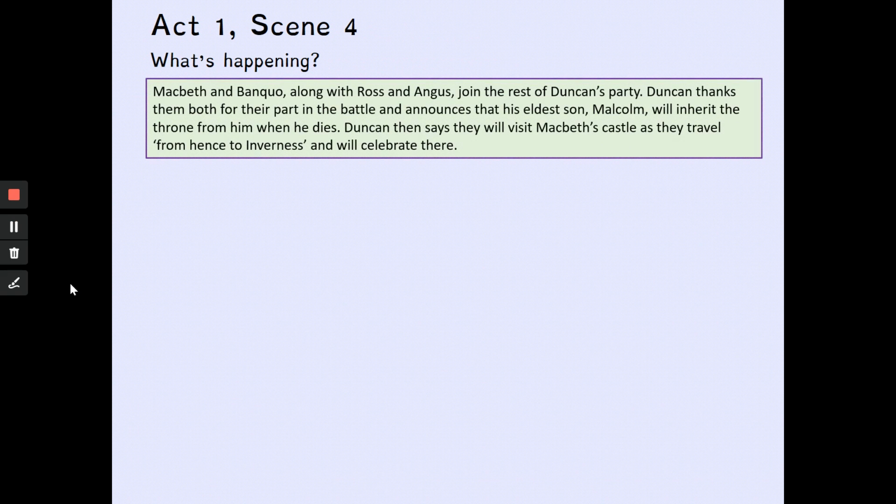Okay, so let's take a look at Act 1, Scene 4. In terms of what's happening, you've got Macbeth and Banquo along with Ross and Angus, who are other Thanes. They join the rest of Duncan's party. Duncan thanks them both for their part in the battle and announces that his eldest son, Malcolm, will inherit the throne from him when he dies. Duncan then says that they will visit Macbeth's castle as they travel from hence to Inverness and will celebrate there.